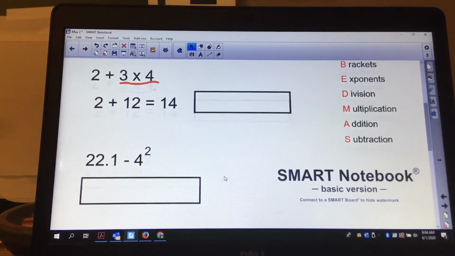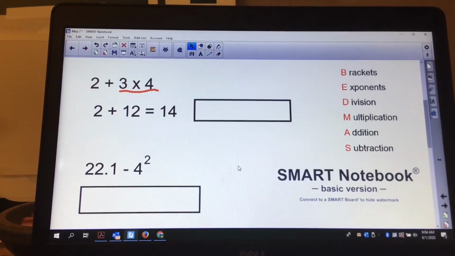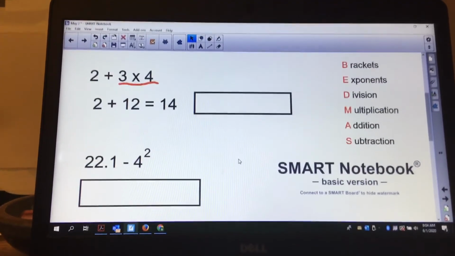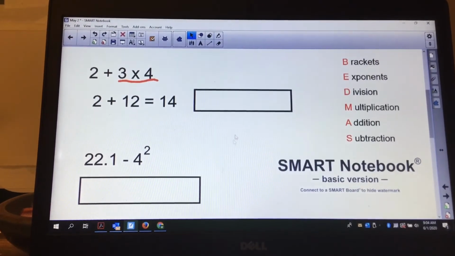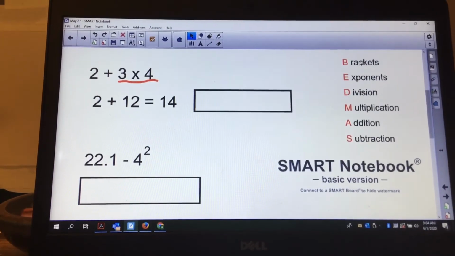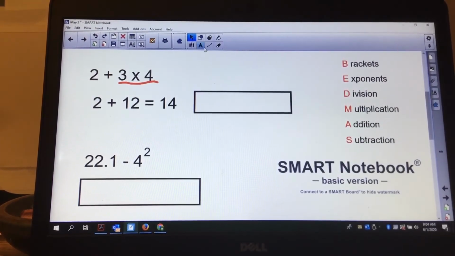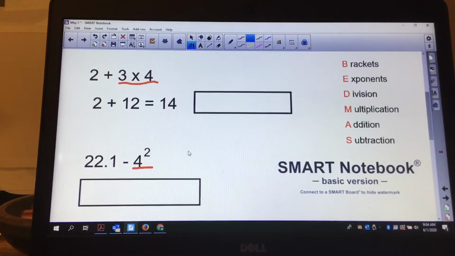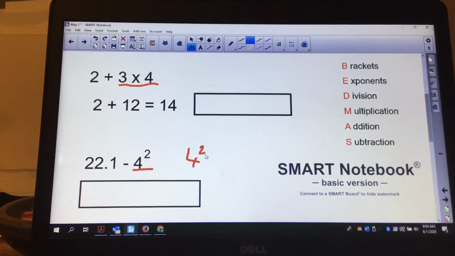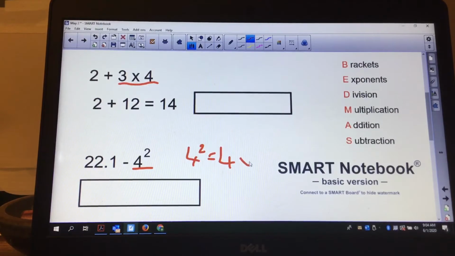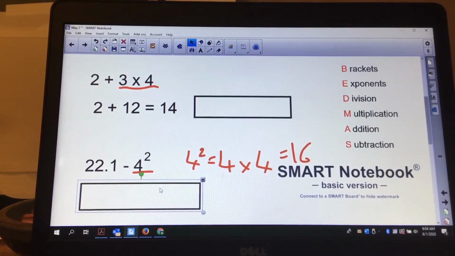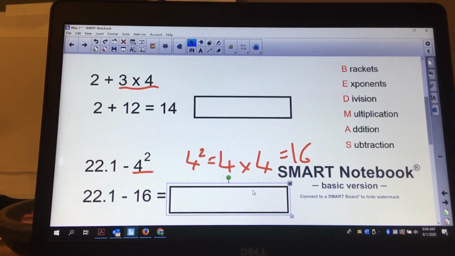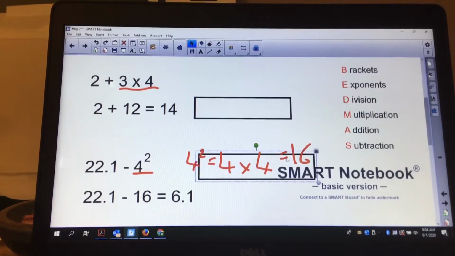See if you can do the second one. So pause it. Let's take it up. So I've got 22.1 and I'm subtracting 4 to the power of 2. I would always check, do I have any brackets? No, I do not. Do I have any exponents? Yes, I do. I need to do my exponent next. If we remember exponents, 4 to the power of 2 is repeated multiplication of 4. So 4 times 4 is 16. Okay, so I would rewrite my question, 22.1, take away 16, and I've got 6.1.